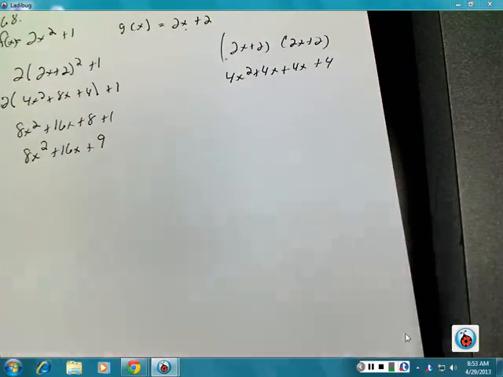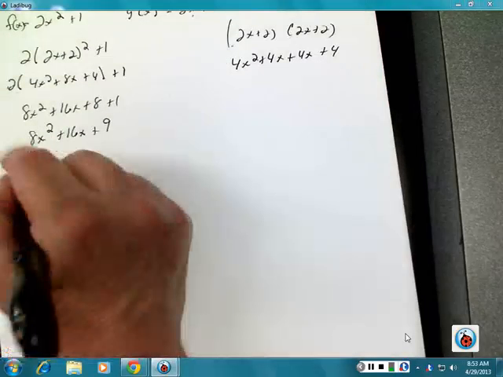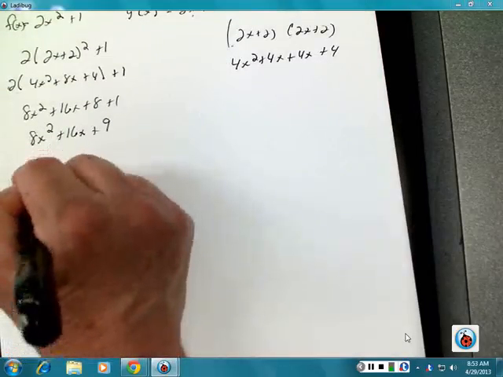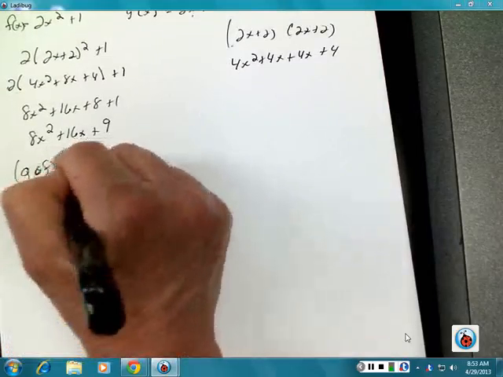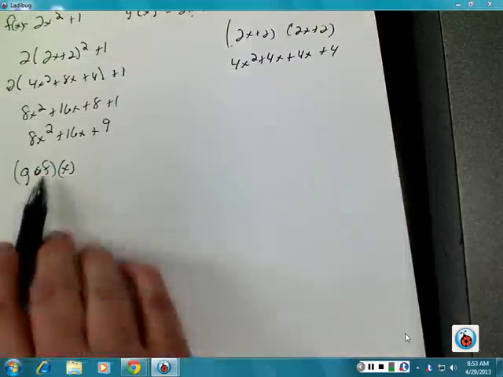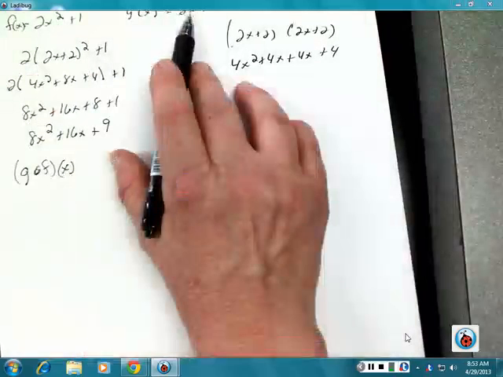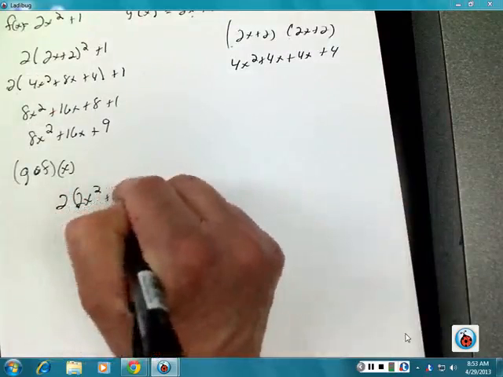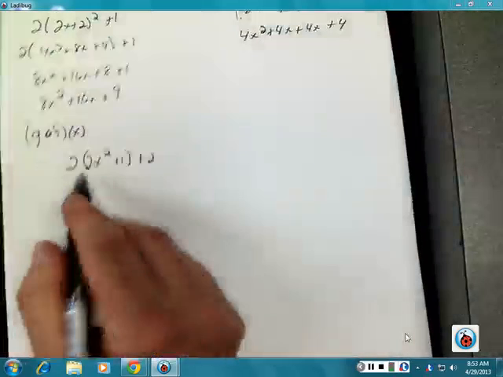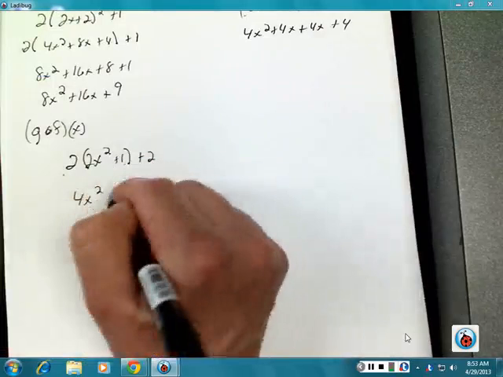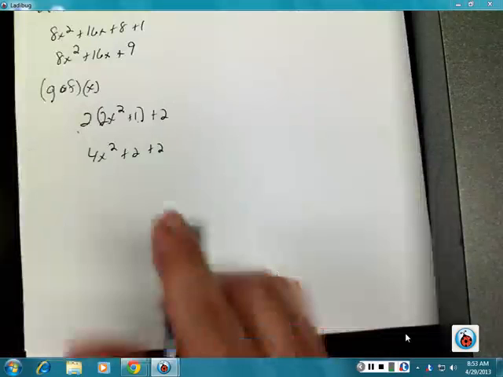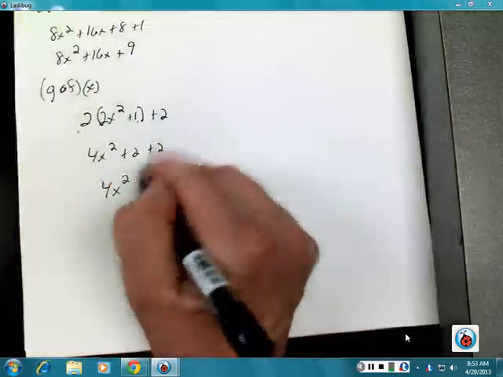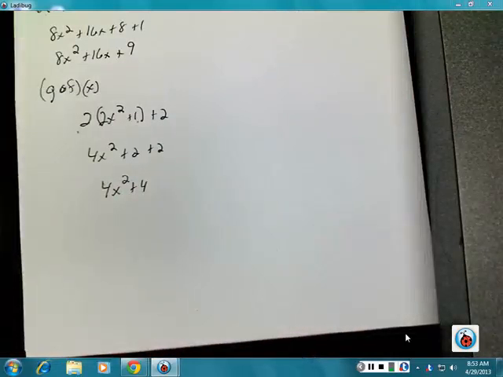I plugged it in and finished it, and then the second piece is to do a g of f, or a GOF. So we're going to take this one and put it into this one. We have 2 times (2x squared plus 1) plus 2. 2 times 2x squared is 4x squared. 2 times 1 is 2, plus 2. This one happens to be the easier of the two, and I get 4x squared plus 4 if I do a GOF. All right, so that was that one.